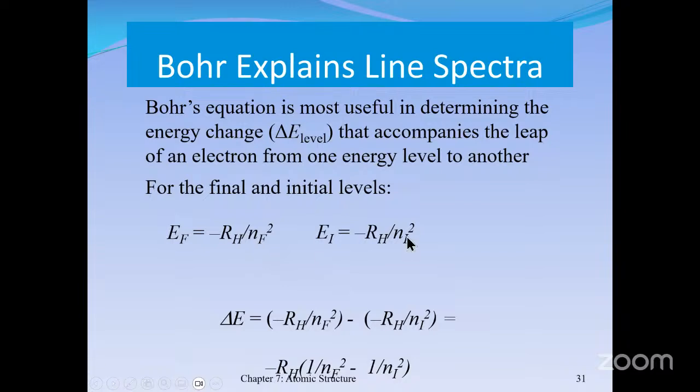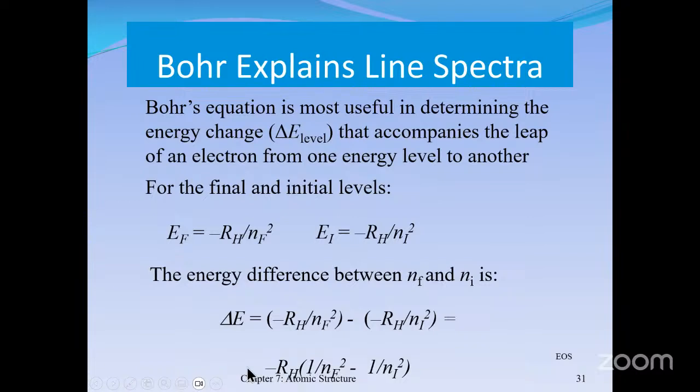So the difference in energy, of course, the difference between any two values, would be the final value minus the initial value. So that's E_F minus E_I. If we plug these values into this equation, ultimately we're going to end up with this equation here: delta E is equal to minus R_H times 1 over the final n value squared minus 1 over the initial n value squared. So this is the equation that you can use to calculate the difference in energy of the transition as an electron goes from one energy level to the other. That's how we calculate delta E, the change in energy.